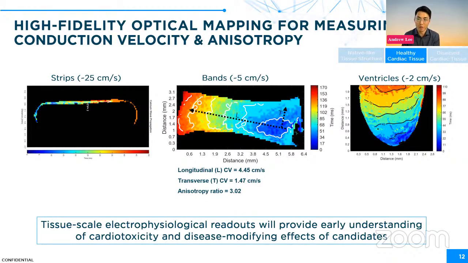The bands are a little bit smaller and a little bit less, and the ventricles are a little bit less as well. And that's what these bands and ventricles lose out on in terms of their conduction velocity, they actually gain in their amount of calcium propagation information that can be gathered here.